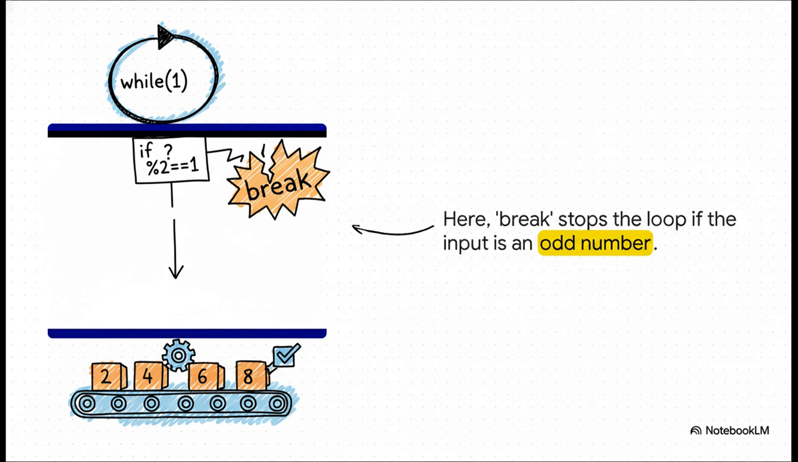Let's look at a quick example. This code here is meant to add up even numbers. And see that while one? That means this loop wants to run forever. But check out that if statement. If the user types in an odd number, that break gets triggered, and the loop terminates instantly. It's our clean escape hatch.